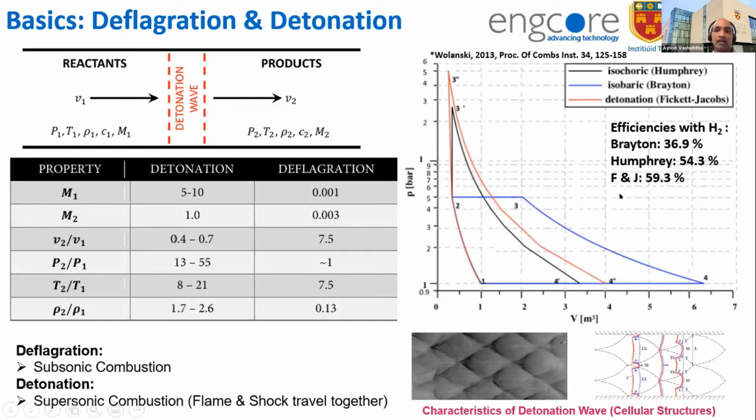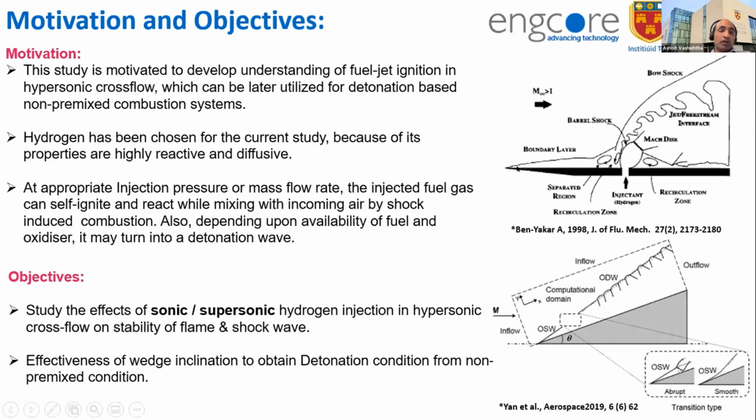And the efficiency of those cycles, you can see the detonation cycle has a higher efficiency among all those three. So the motivation and the objectives of this study: if we inject hydrogen in a high-speed cross flow in any of those systems, hydrogen has very low ignition energy requirements. Because of the shock wave, it can burn itself and generate the flame. Here, the interest was to understand the fuel jet ignition in hypersonic cross flow for hydrogen injection, so that this understanding can later lead to the use of non-premix detonation-based systems.